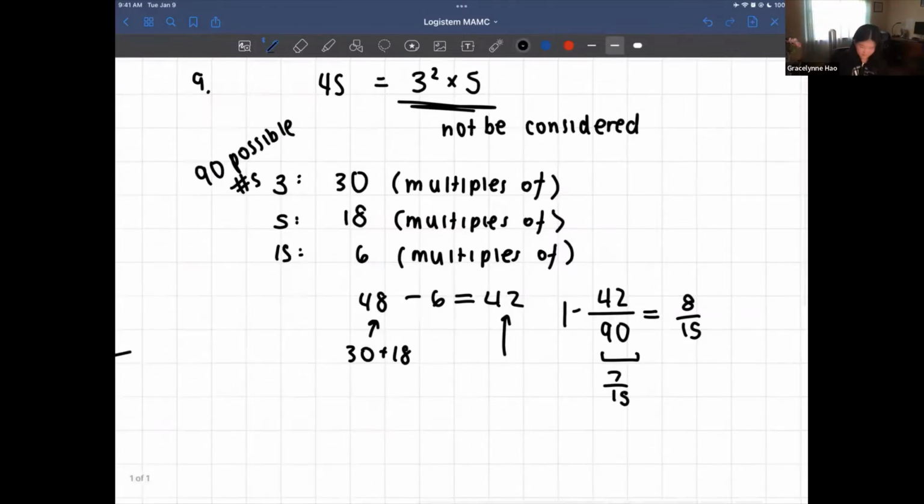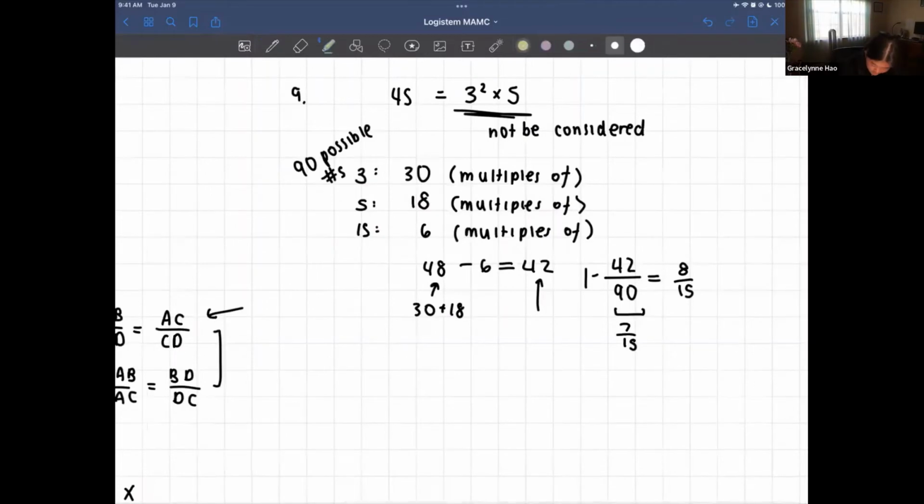Yeah, so those were the two more common pitfalls: that there are only 90 possible numbers, and that you need to subtract out, and also that you want to use the principle of inclusion and exclusion.